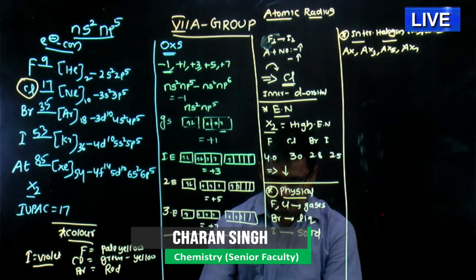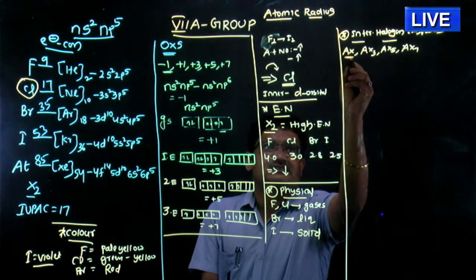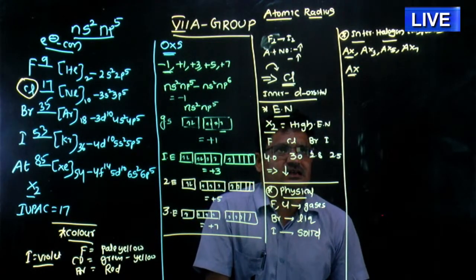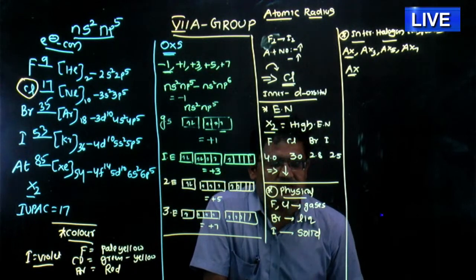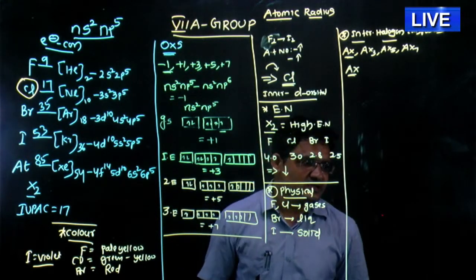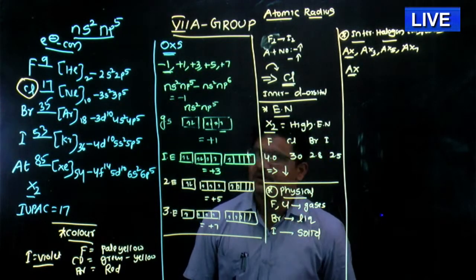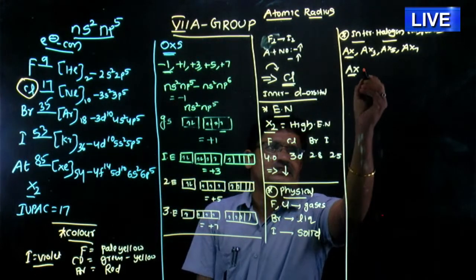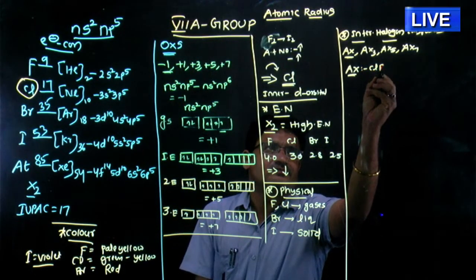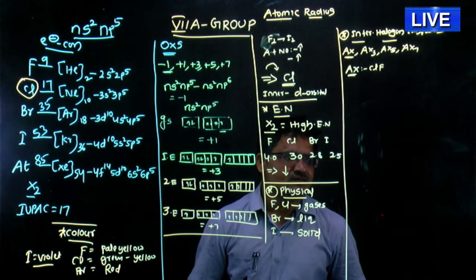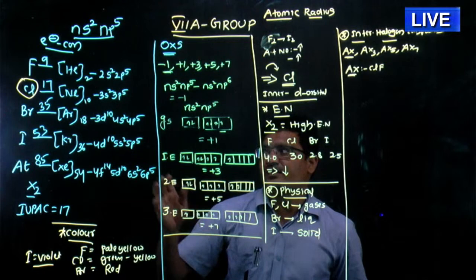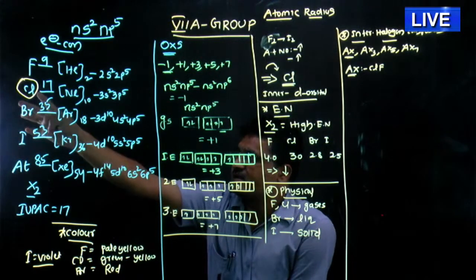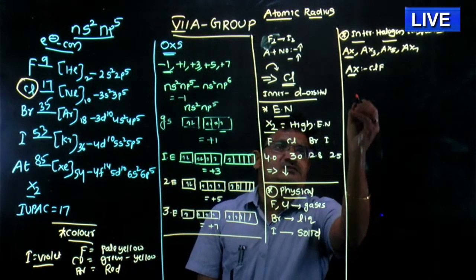Now let us discuss one by one. What is the first, AX? Here X is the halogen with the unpaired electron, and A is the central atom. The best example is ClF. Others are ClBr and ClI, but FCl is not formed.